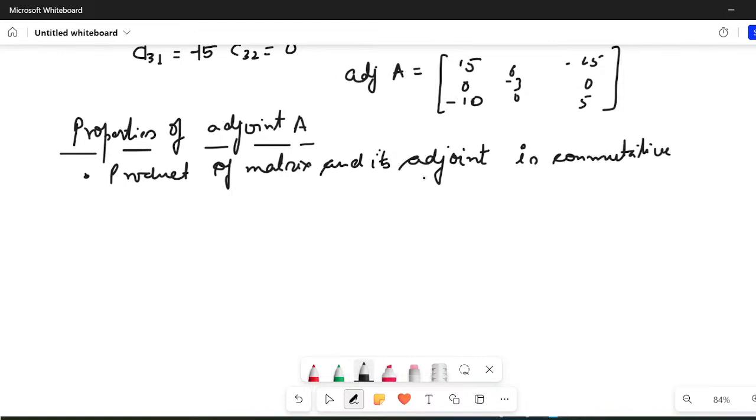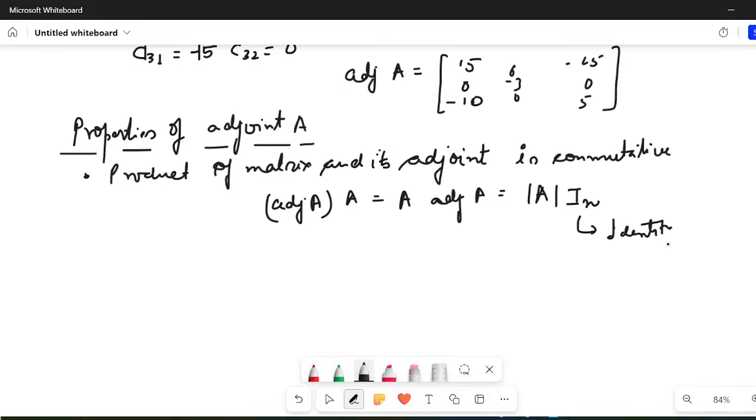Okay, this is the first thing. That is, if I multiply adjoint with A, or I pre-multiply A with the adjoint of A, they are one and the same thing. And what do I get? I get determinant of A into identity matrix of order n. And from here only we derive one thing: if I want to find the inverse of a matrix, how am I going to find it? So from here itself you can do that.